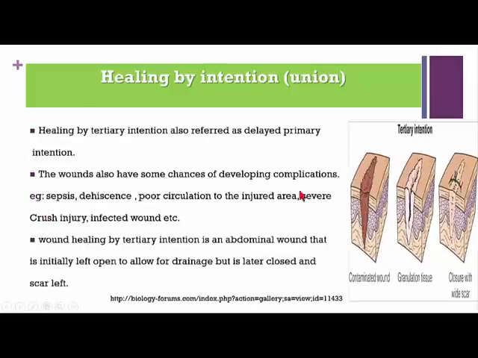Let's see healing by tertiary intention, also referred to as delayed primary intention. The wound also has some chances of developing complications. This is like a contaminated wound, like sepsis, dehiscence, poor circulation to the injured area, severe crush injury or infection in the wound. Wound healing by tertiary intention is like an abdominal wound that is initially left open to allow drainage, but later it is closed and a scar is left. Here we can see the granulation tissue formation and closure with a wide scar with the help of sutures.